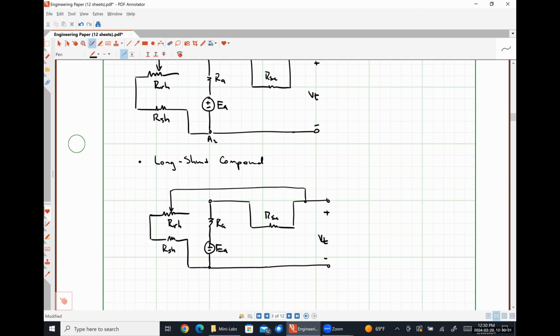So these are the different types of ways that we can connect the field windings, both series and shunt field windings and the armature windings together in order to get different types of things going on. So we're just going to look at a few different of these connections and develop some relationships on how the device is going to work.